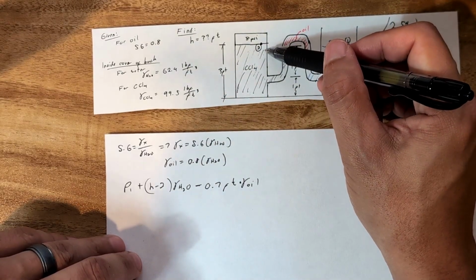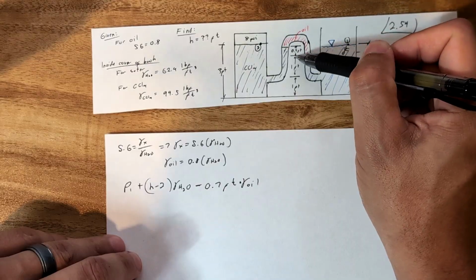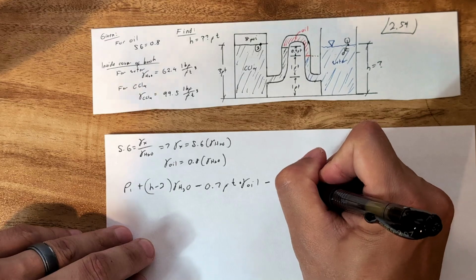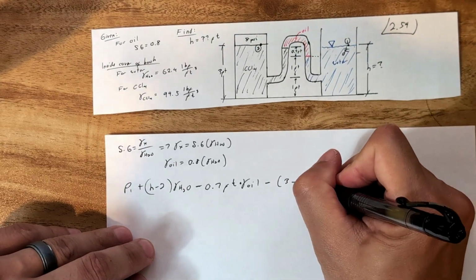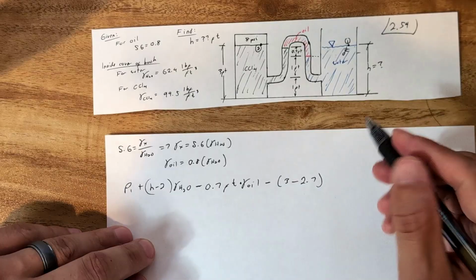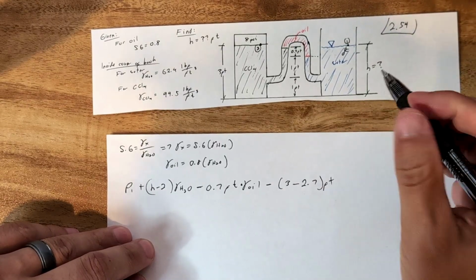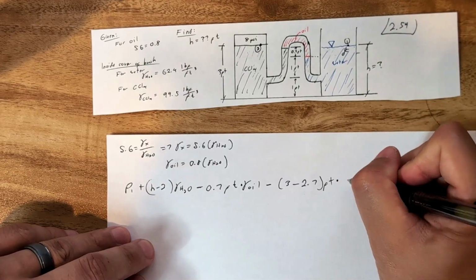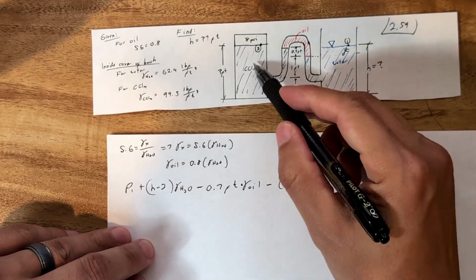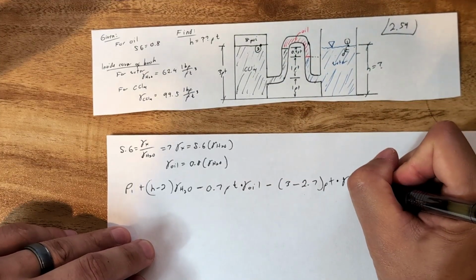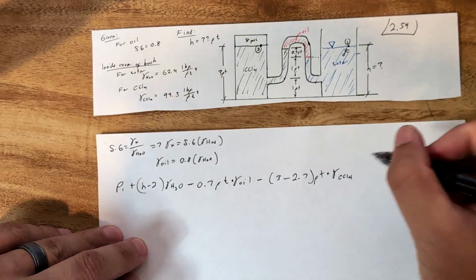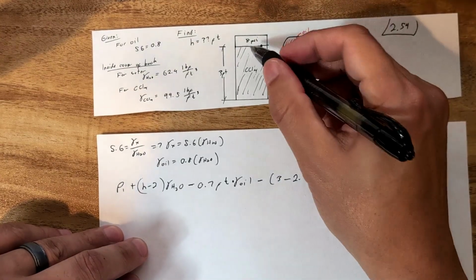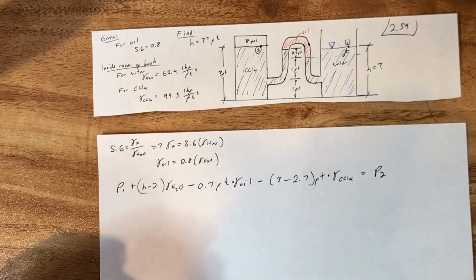So this height right here is 3 feet minus 2.7, and again it's negative 3 feet minus 2.7. So just be careful with your signs. And then you want over here to be the specific weight of carbon tetrachloride, and that's going to equal P2, which is 8 psi, but we're just going to leave that as P2 just so we're clear and understand what's going on over here.